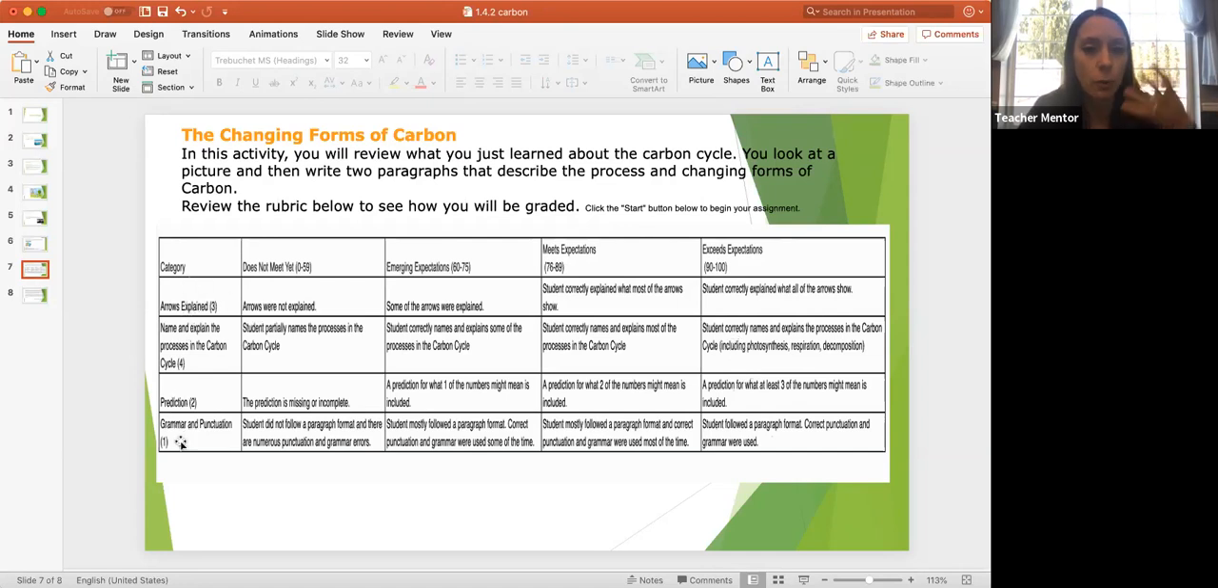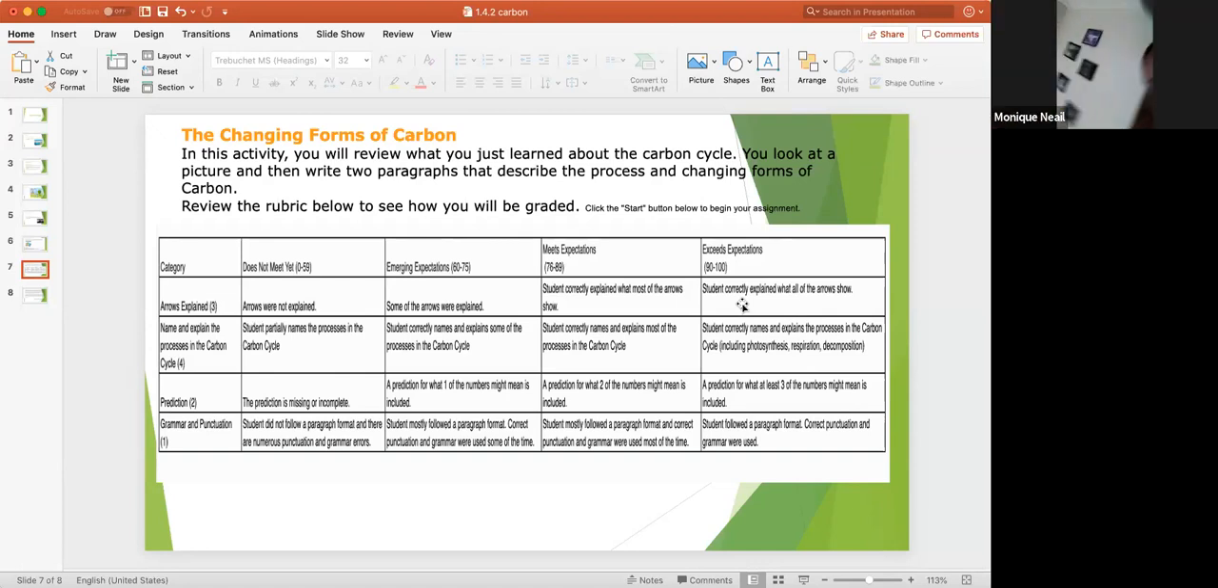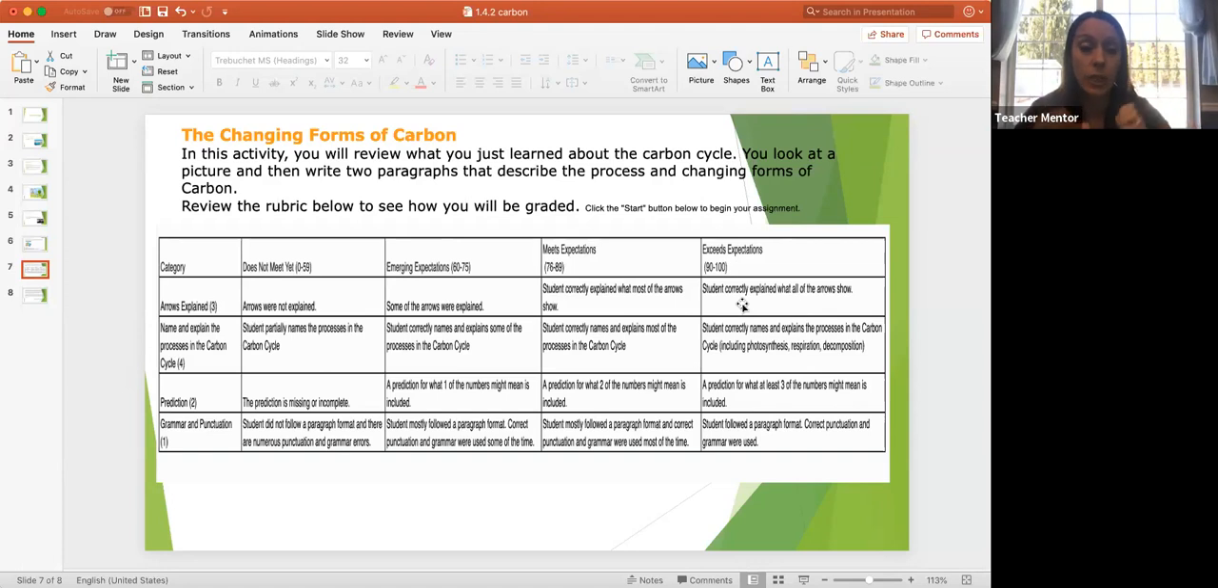There are 4 different categories. This is what you're being assessed on. We've got the arrows explained. Here, the student correctly explained what all the arrows show. So in that first paragraph and second paragraph, you need to explain what the arrows mean. Sorry, I'm going the other way. The arrow for photosynthesis is pointing downward, so that carbon is being used by producers. And the arrows that are going upwards, we know that carbon is being released back into the atmosphere.